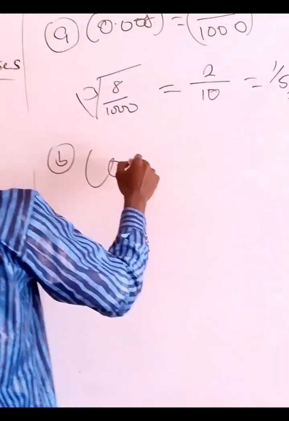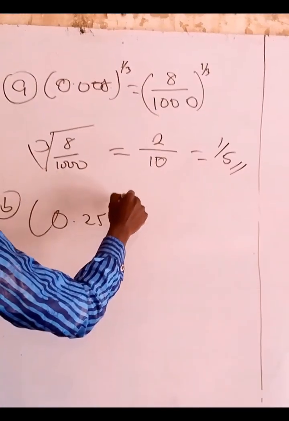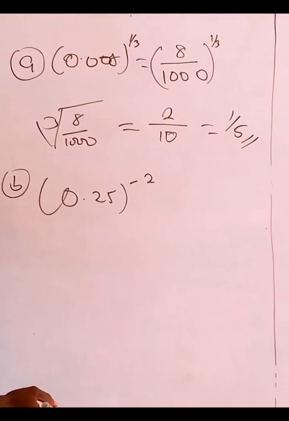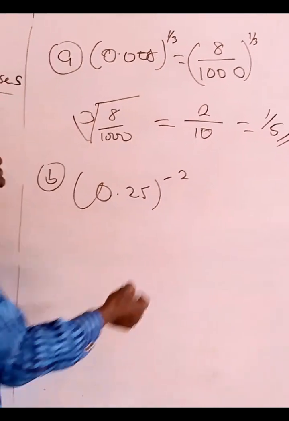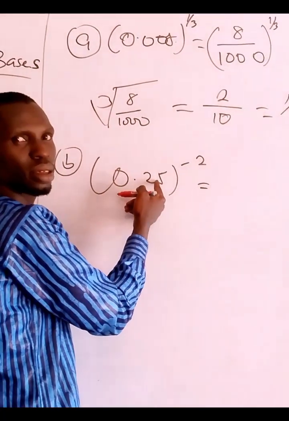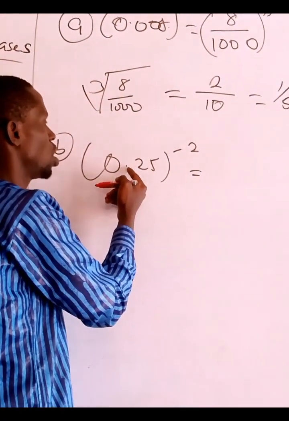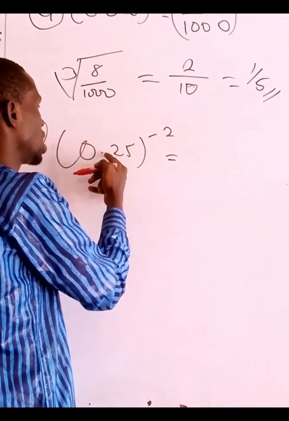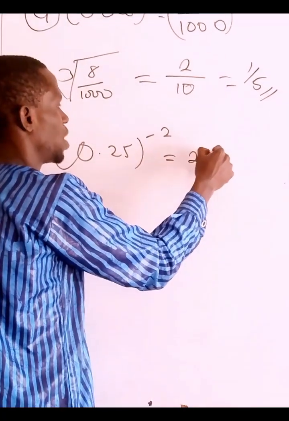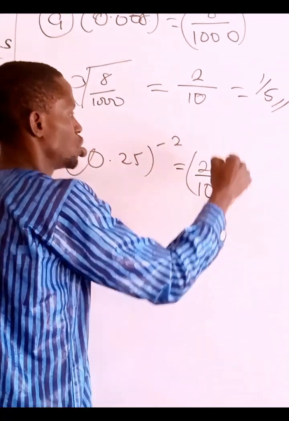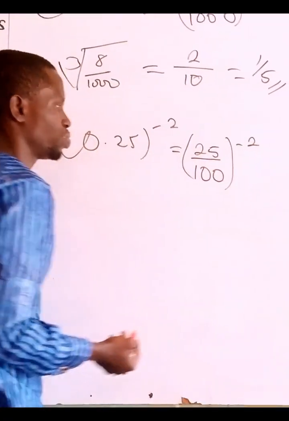Example B now. 0.25 raised to the power minus 2. Of course, the very first thing, as we did for the first example, let's do the same thing to this one. We are moving the point how many times from here to here? Let's move 2 times. So that's 1, 2. So that's going to give us 25 divided by 1, 2 zeros, all raised to the power of minus 2.